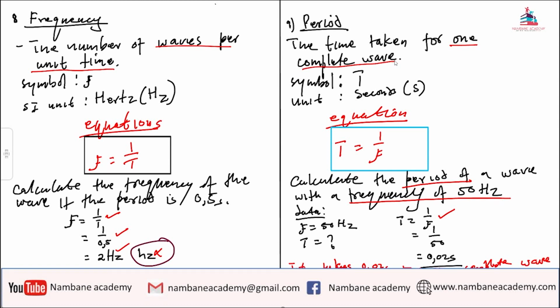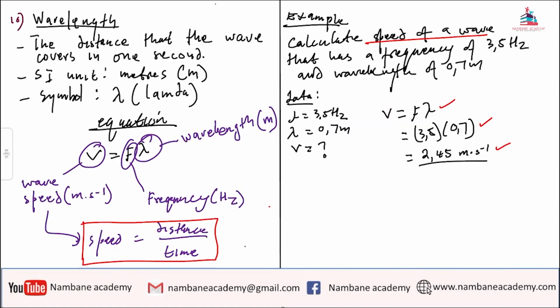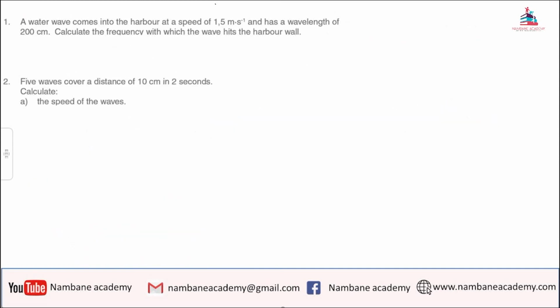Ladies and gentlemen, we did an example of how to calculate the frequency, on how to calculate the period. We went into calculating the wavelength, where we said the wavelength is the distance that one wave covers in 1 second. It is measured in meters and the symbol is lambda. And the equation is given, ladies and gentlemen. v equals f multiplied by lambda. We had an example of that, which is part of the e-notes that you already have.